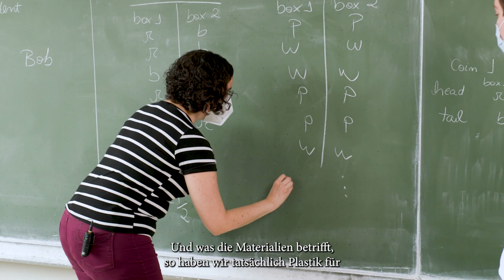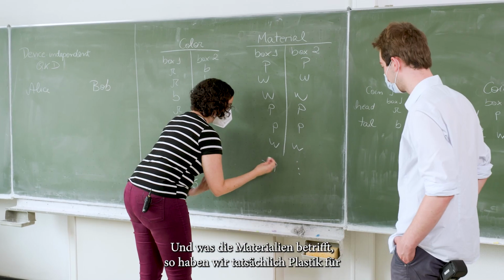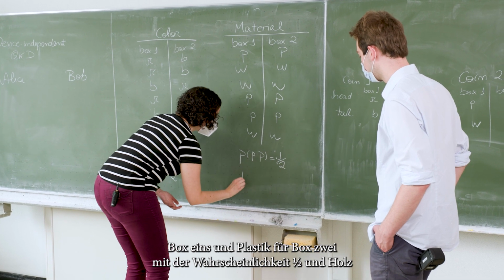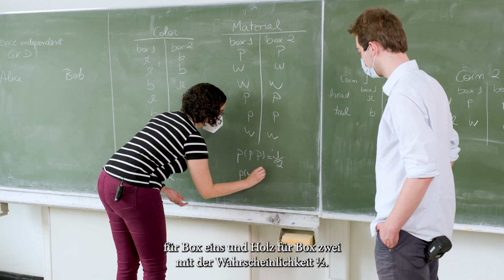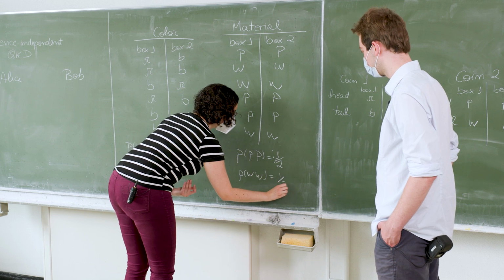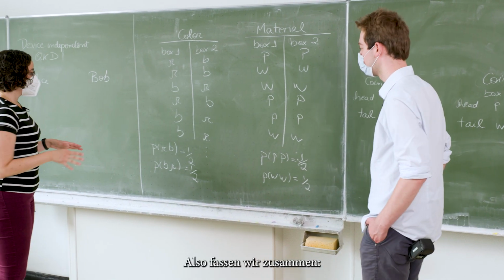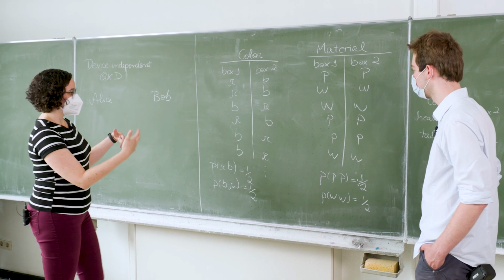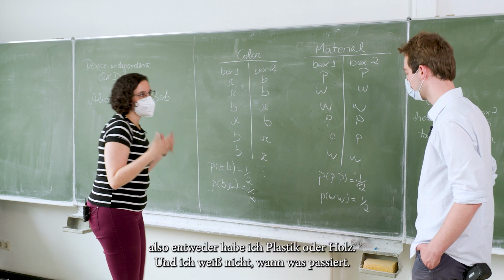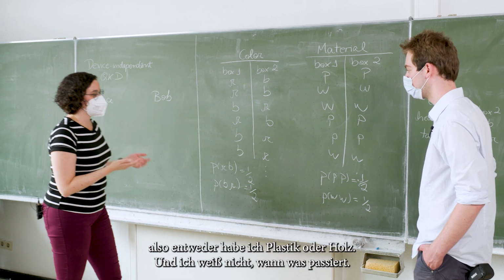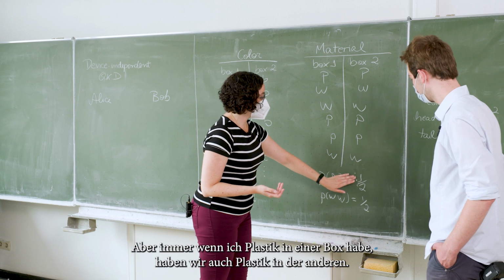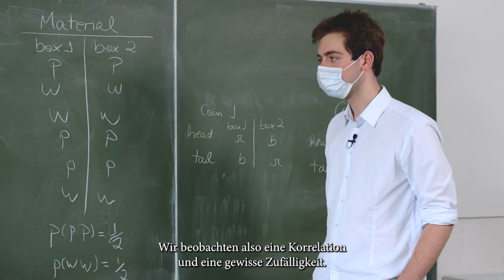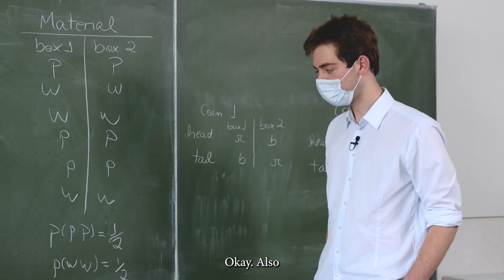And regarding the materials, we have that plastic for box 1 and plastic for box 2 has probability 1/2, and wood for box 1 and wood for box 2 has probability 1/2. Okay, so with that you can conclude, oh, the properties seem random, so either I have plastic or wood, I don't know what is going to happen, but every time I have plastic in one box, I have it on the other box, so we observe correlation, and we will observe some randomness, okay?